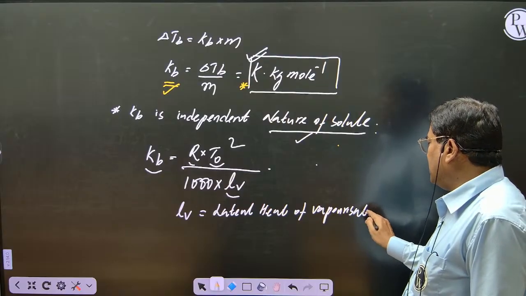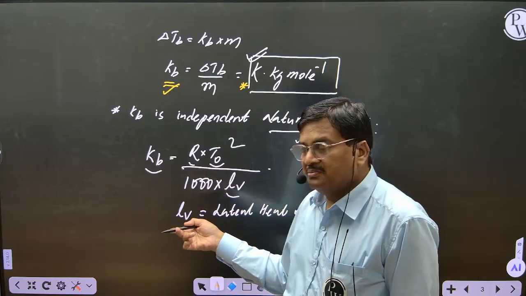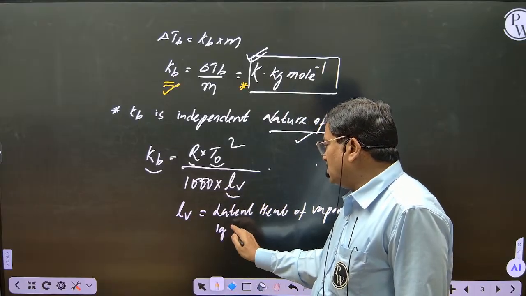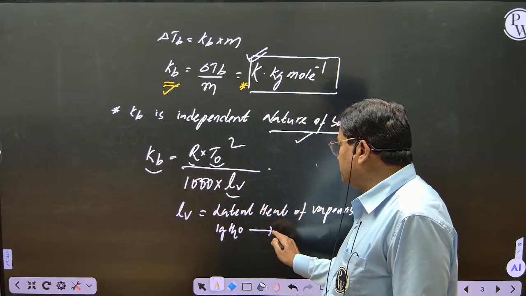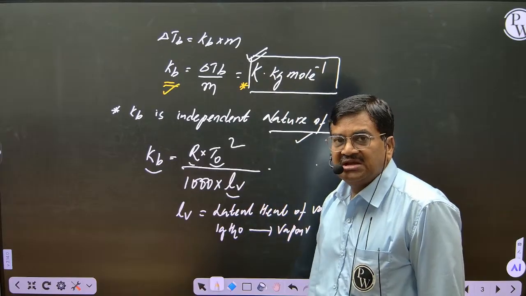What do we define as latent heat of vaporization? The amount of heat required to convert 1 gram of water into what? Vapor. That is called latent heat of vaporization.